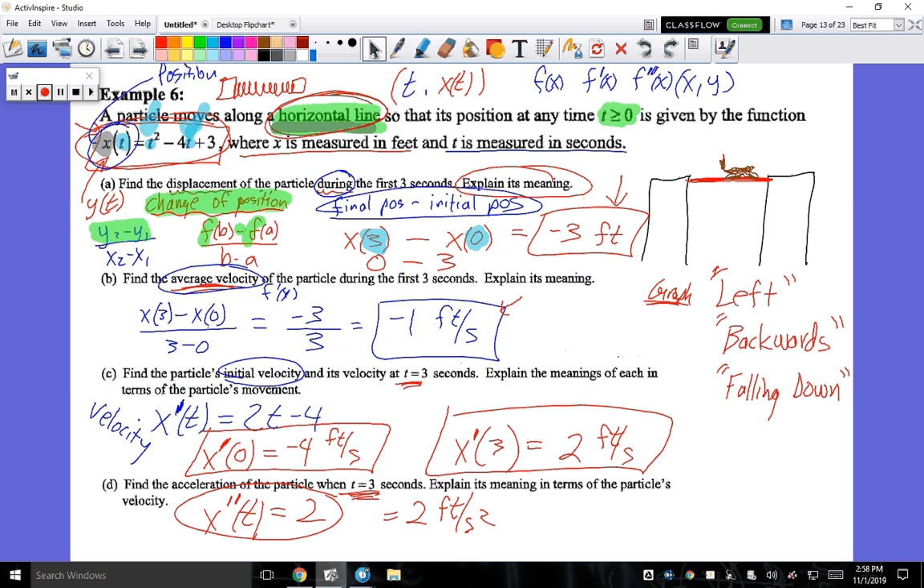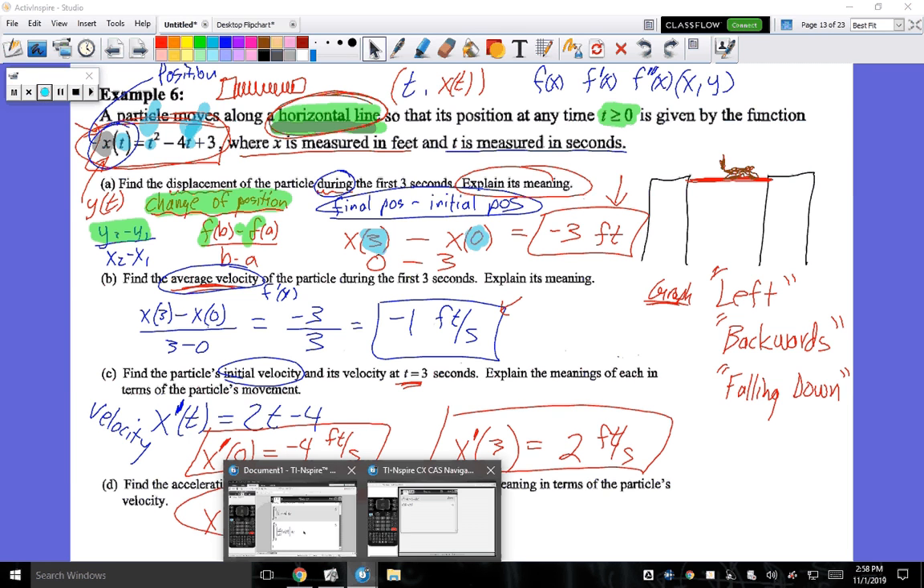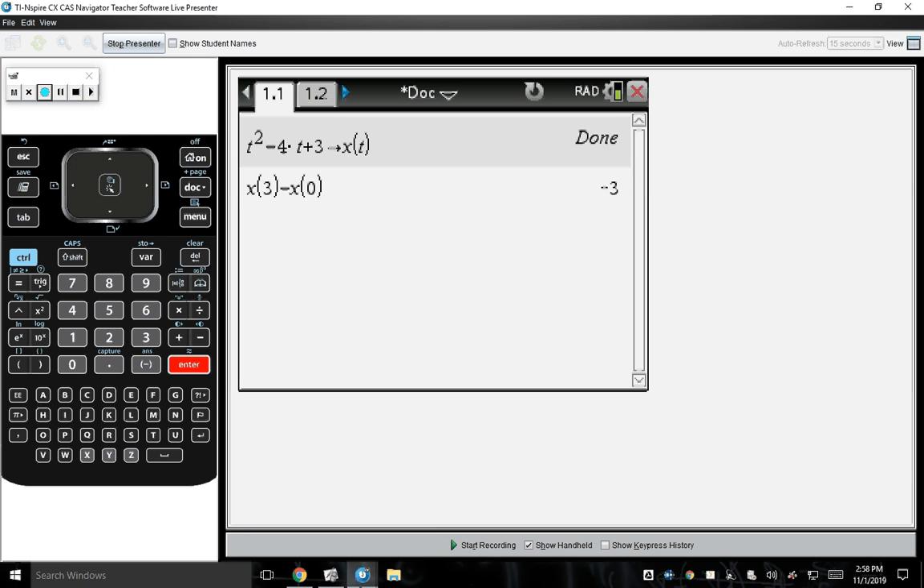The second one says find the average velocity. So the average velocity during the first 3 seconds is basically what we have here, but we're going to do it over 3 minus 0. And we get a negative 1.